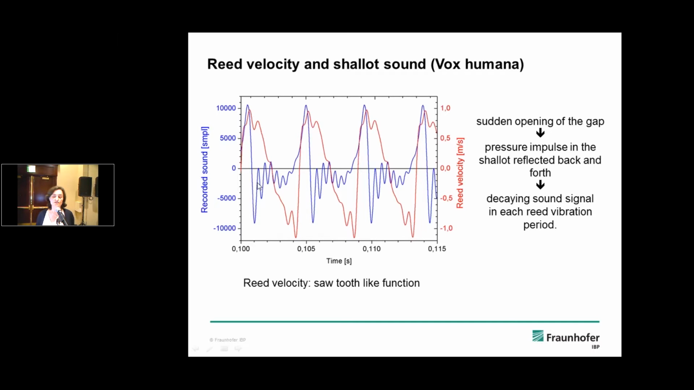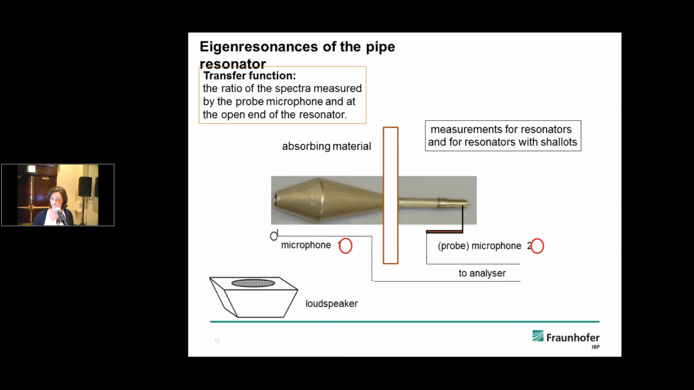How does this kind of sound waveform occur? If a gap is suddenly opened between the tongue and the shallot, then a pressure impulse occurs and will be reflected in the shallot back and forth. So a decaying sound signal will occur, and it happens in each vibration period.